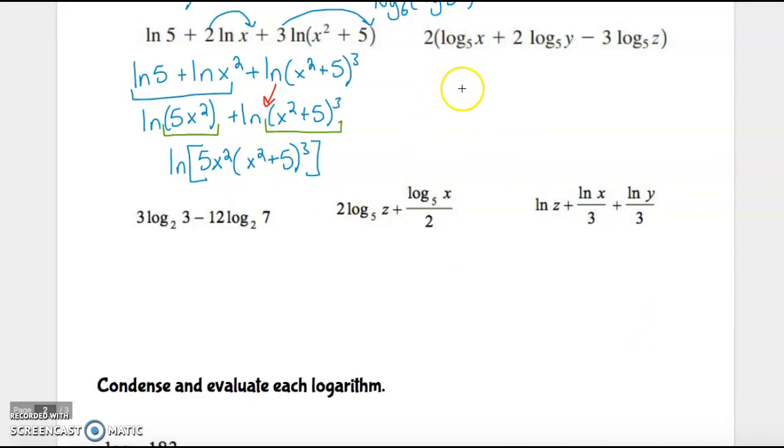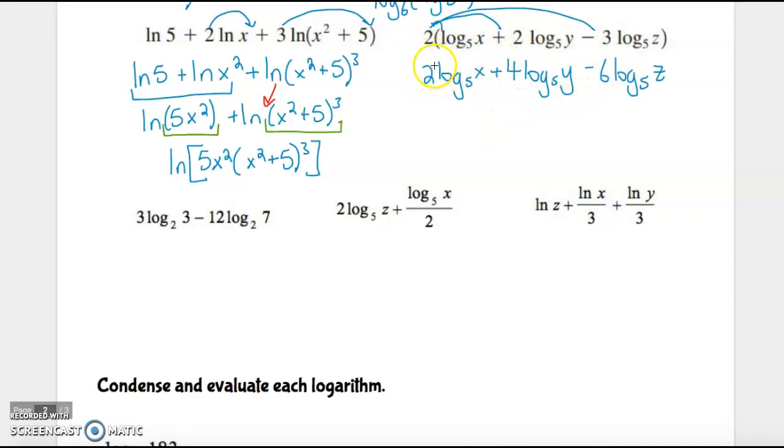All right, let's go ahead and look at this one. First and foremost, I do notice that I have a constant multiple 2 up front of all of these. So I'm actually going to go ahead and distribute it first like a normal number. So it's going to be 2 log base 5 of x plus 2 times 2 is 4 log base 5 of y minus 2 times 3 is 6 log base 5 of z. Okay, and so now it looks like a normal problem to start off with.